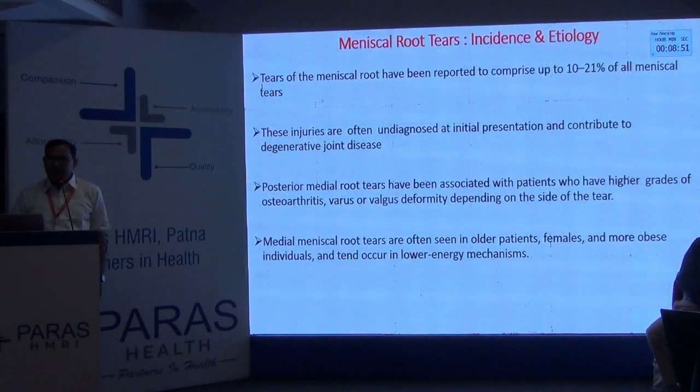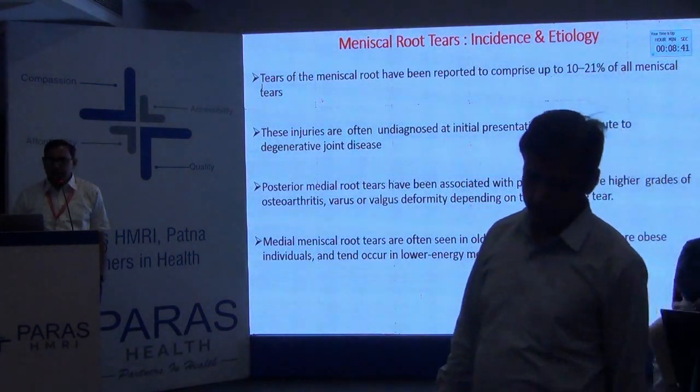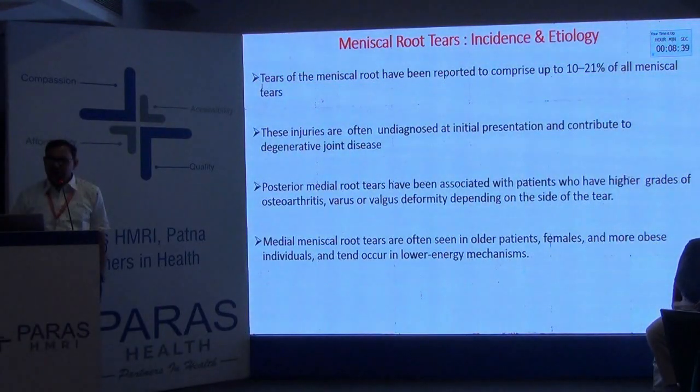The tear of the meniscus root has been reported in 10 to 21% of all meniscus tears. So definitely it is underdetected. These injuries, undiagnosed at the initial presentation, contribute to degenerative joint disease. Posterior root tears have been associated with patients having a higher grade of osteoarthritis, varus or valgus deformity depending on the site of the tear.